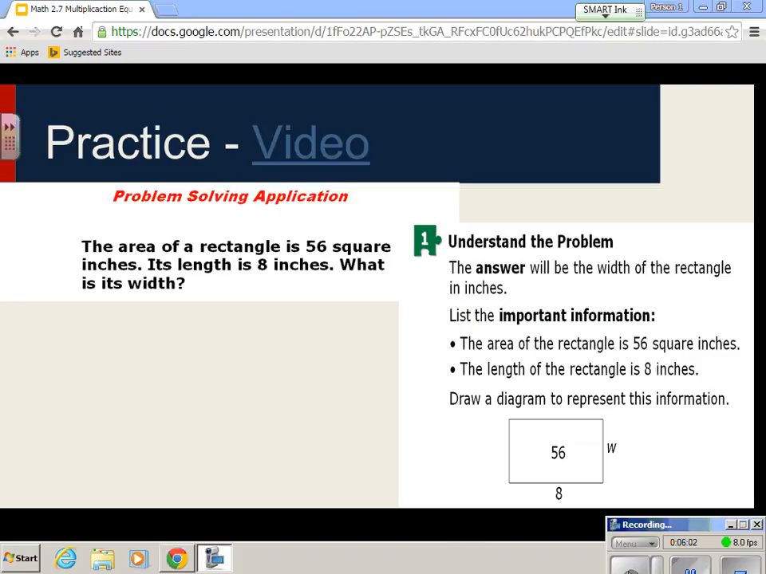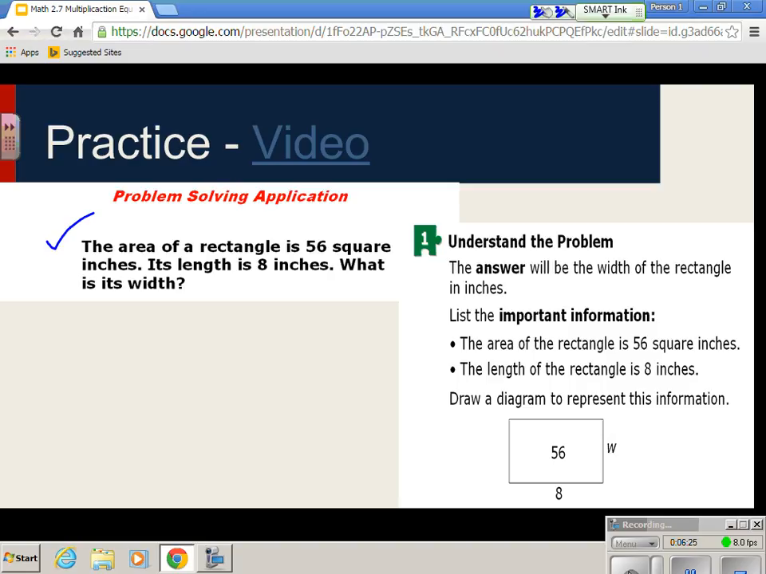All right, well, here's a problem-solving application. And what I want you to do is pause the video after I read this problem and see if you can do it on your own. And then we'll come back together and we'll see if you got the right answer. So our problem that we're looking at here is: the area of a rectangle is 56 square inches. Its length is 8 inches.